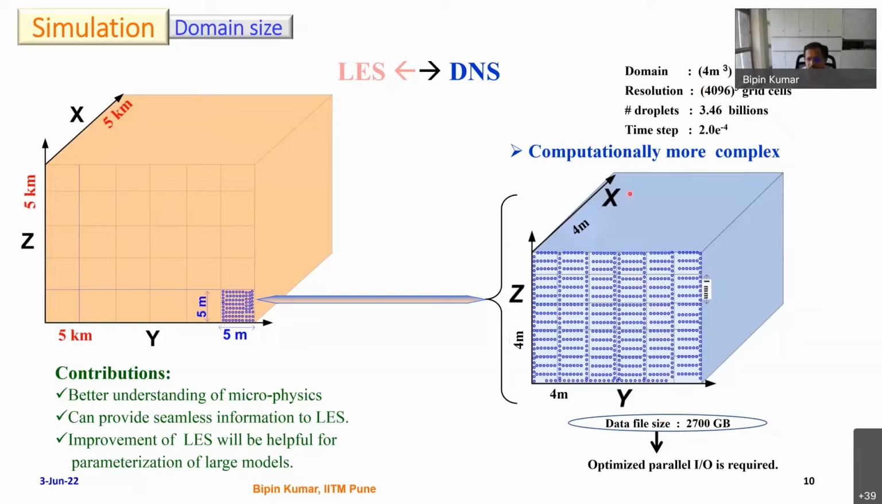One issue is computational, and the second is storage. We tried this 4 meter cube, just starting to run and generating the initial condition. One particular file for the Eulerian field is 2.7 terabytes. Writing or reading such files requires too much IO time. The first time we wrote this file, it took 4 hours to write one file. So it is all very complex to do the simulation in a bigger domain. This is all the complexity.